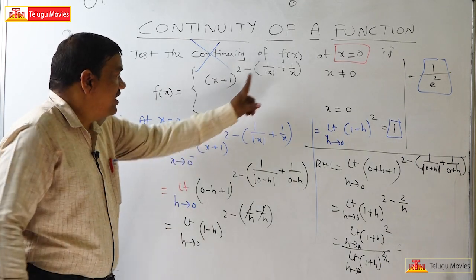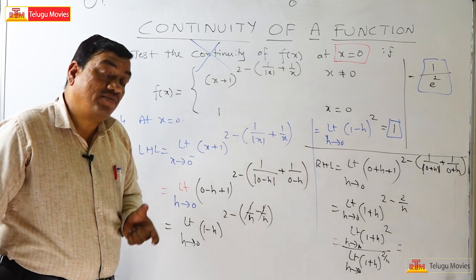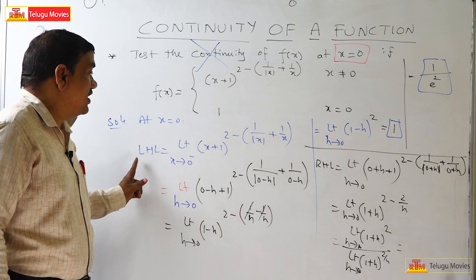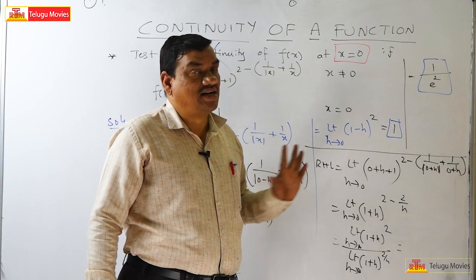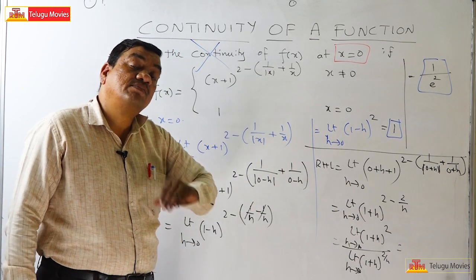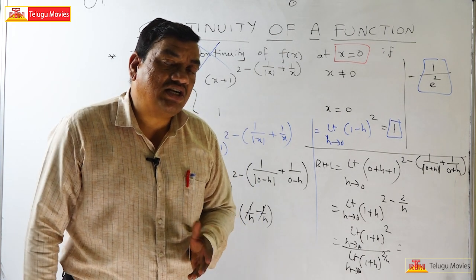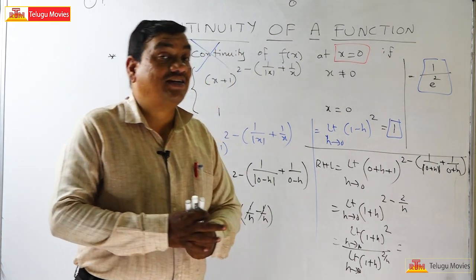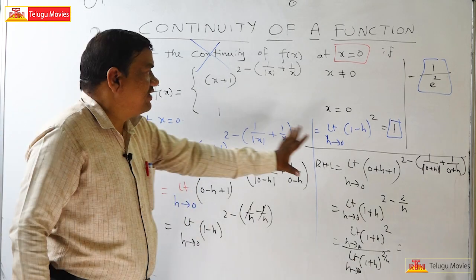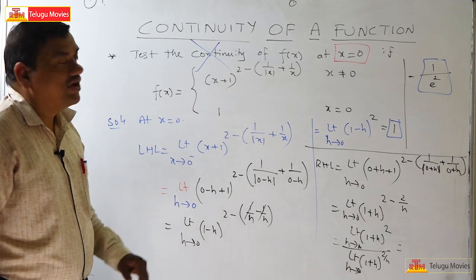So here, whenever modulus of x or step function of x or signum function of x is there, definitely you have to find out the left hand side limit and right hand side limit. Why? Because for the modulus function and signum function, their behavior will change for x less than 0 and x greater than 0. The behavior will be changed. That's why this function is not continuous at x is equal to 0. So this is the way of proving that.